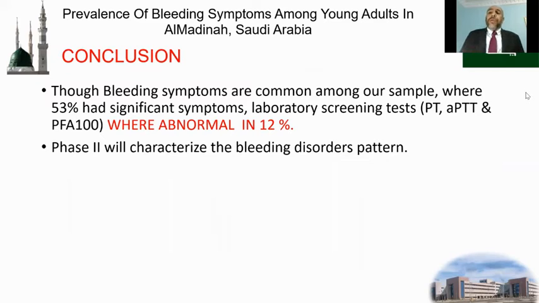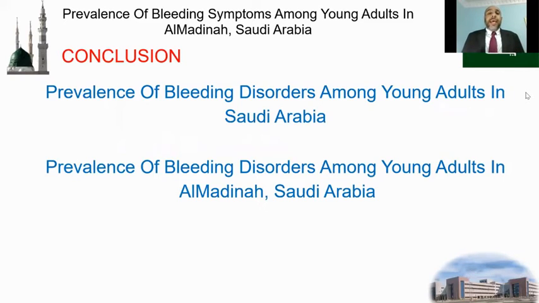Our subsequent level will be the analysis of the type of disorder, whether it is coagulation, platelet, or whatever type of bleeding disorder it is. And for those who turn out to have a bleeding disorder, we will run genetic testing to look into the exact genetic problem among our population. So wait for our next publication on the prevalence of bleeding disorders in Saudi Arabia and in Al-Madinah. Thank you, I'm ready for questions.